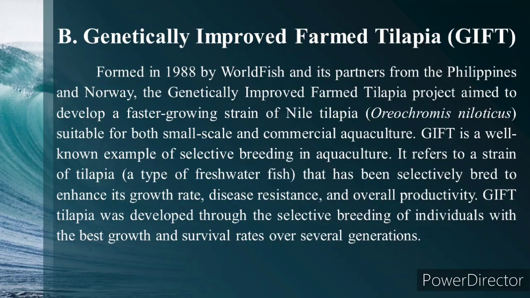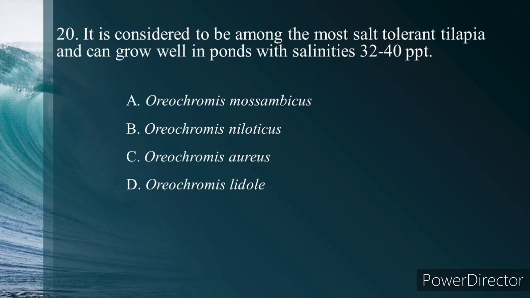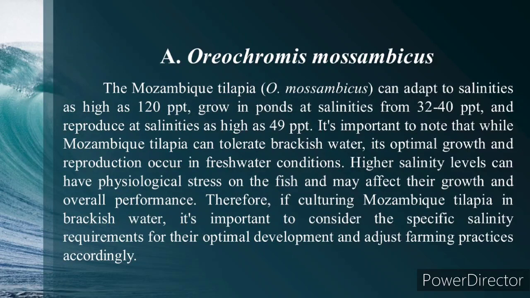Number 20. It is considered to be among the most salt-tolerant tilapia and can grow well in ponds with salinities of 32 to 40 ppt. A. Oreochromis mossambicus. B. Oreochromis niloticus. C. Oreochromis aureus. D. Oreochromis urolepis hornorum. 1, 2, 3. The answer is A. Oreochromis mossambicus.